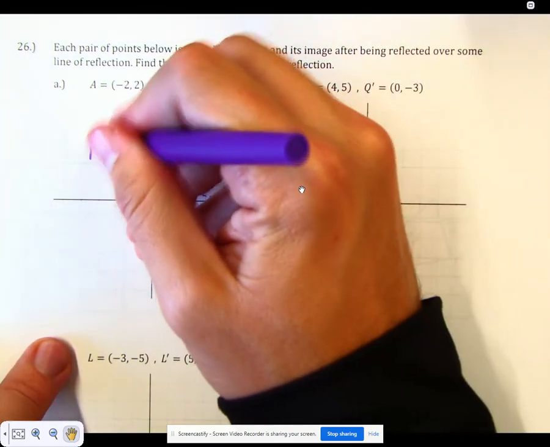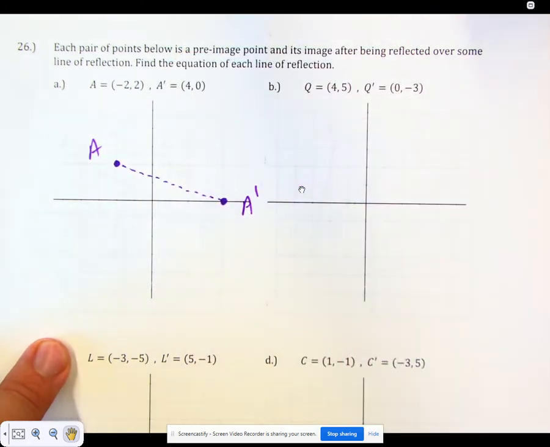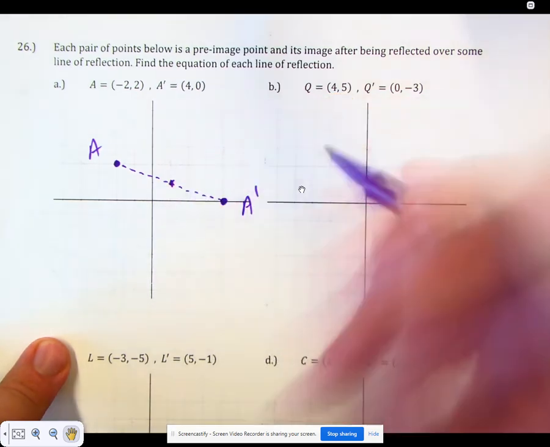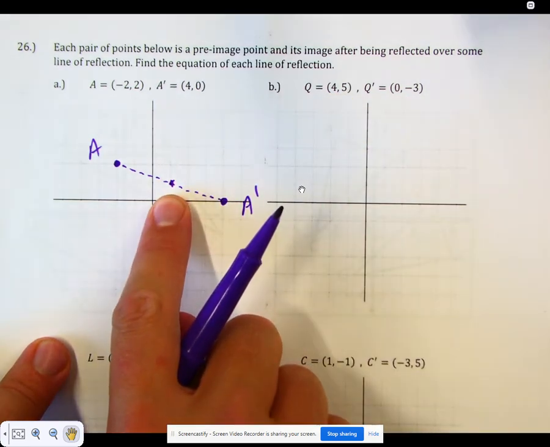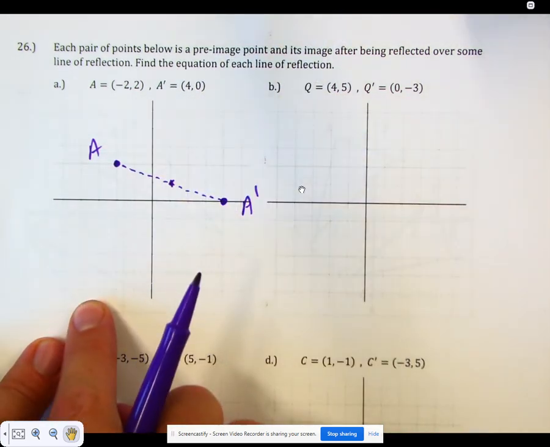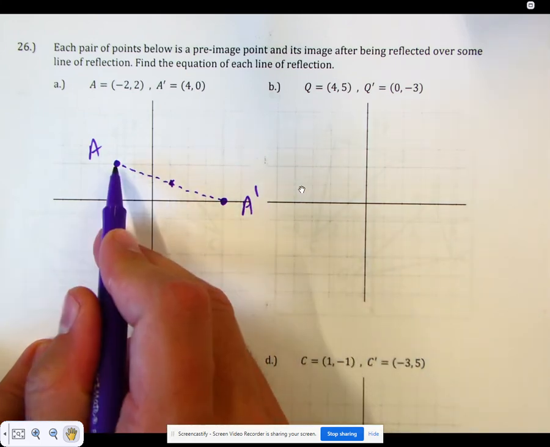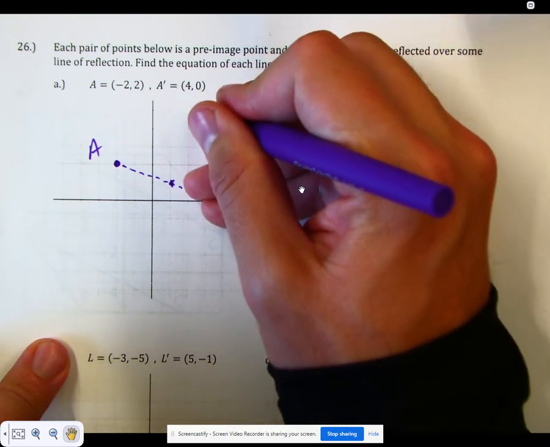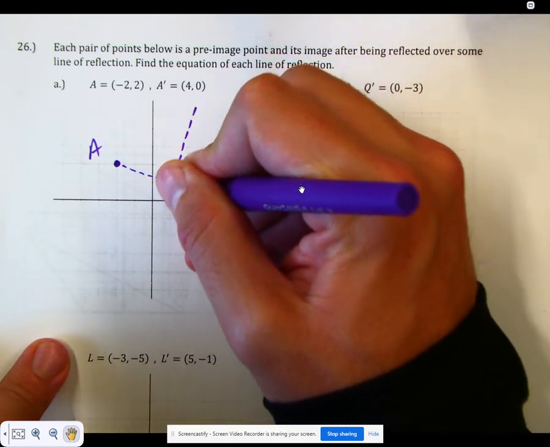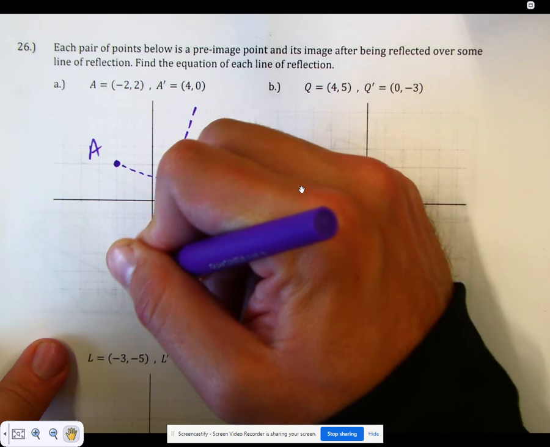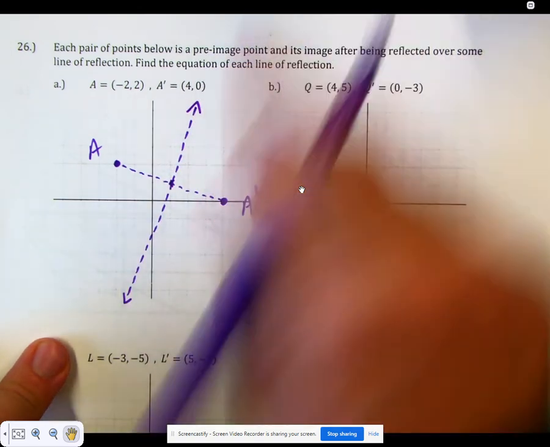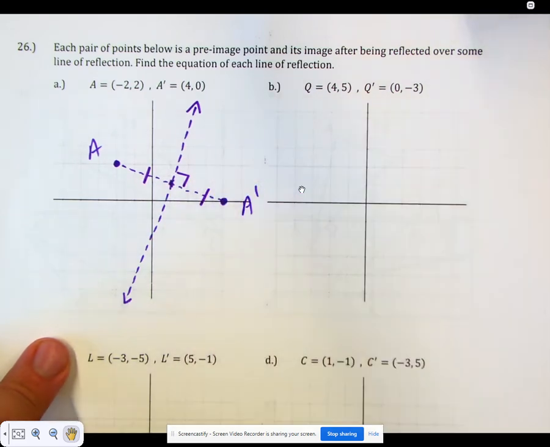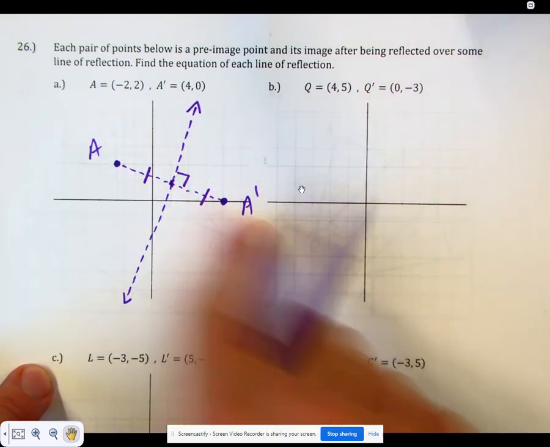So there's A prime. The line of reflection goes through the midpoint. So there's the midpoint. And it has an opposite reciprocal slope. So the slope we see here is negative 1/3, down 1/3. And so my line of reflection right here is perpendicular, and it chops A prime in half.